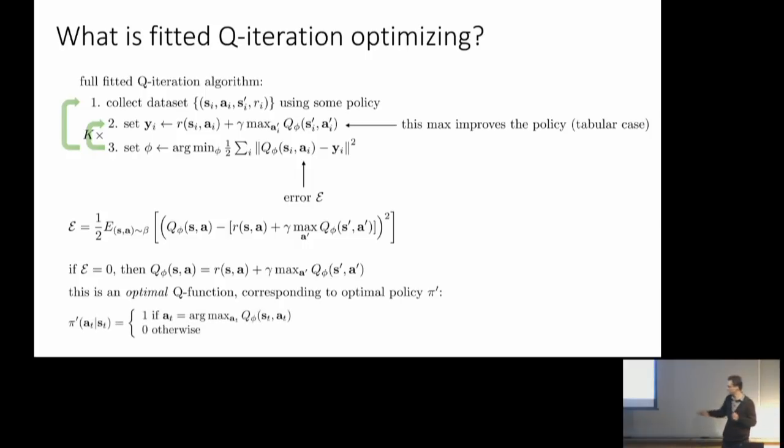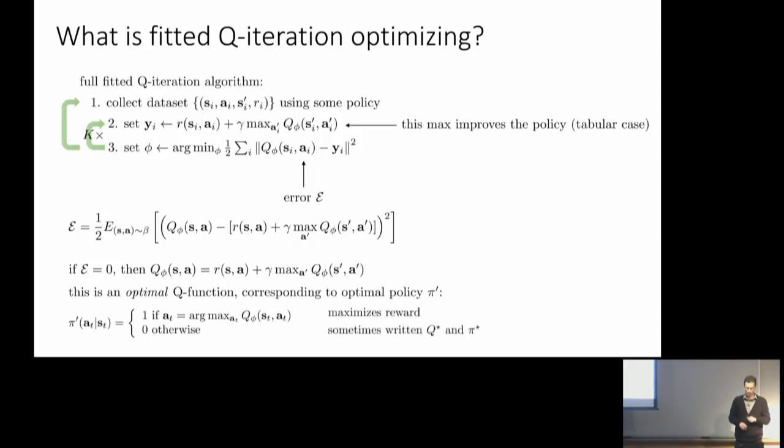If you use the policy that gives probability 1 to the argmax and 0 to everything else, and your Q function satisfies this equation, then your policy will be the best policy you can possibly have. That is true if the Bellman error is 0, which you can get in the tabular case. In the function approximator case, it's a lot harder to say what you're actually going to get.